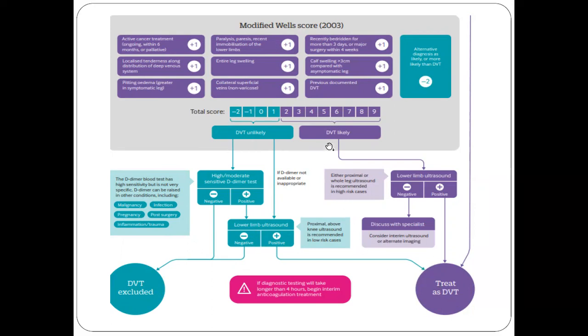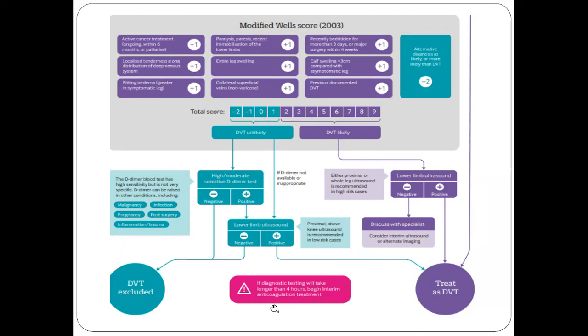If the chances of DVT are likely, lower limb ultrasound is done, and if it's negative, we have to consider an interim ultrasound or alternative imaging. And if the lower limb ultrasound is positive, we have to treat it as DVT. If diagnostic testing will take longer than 4 hours, begin interim anticoagulation treatment.